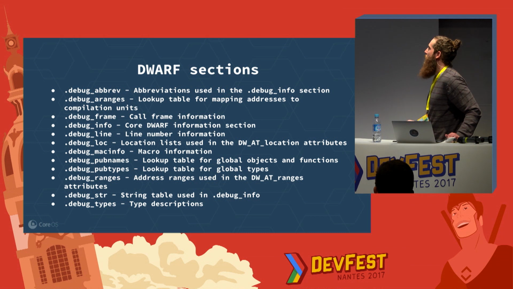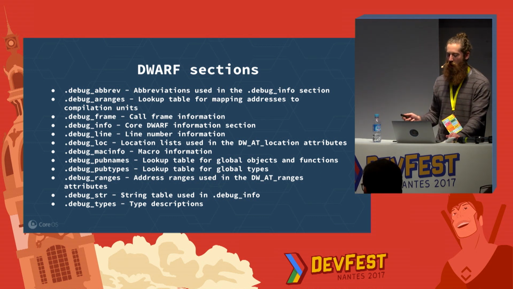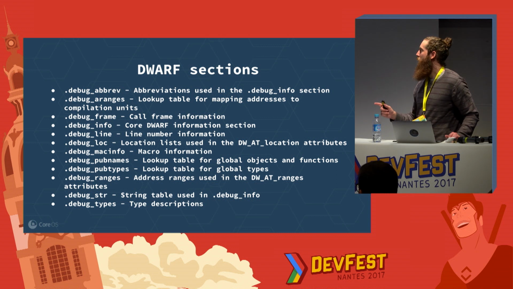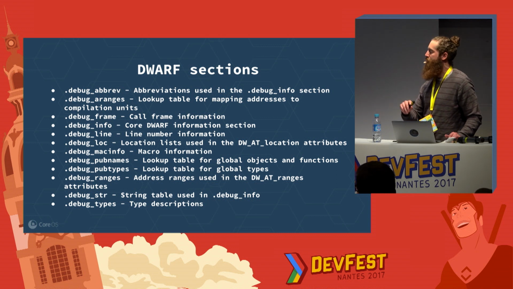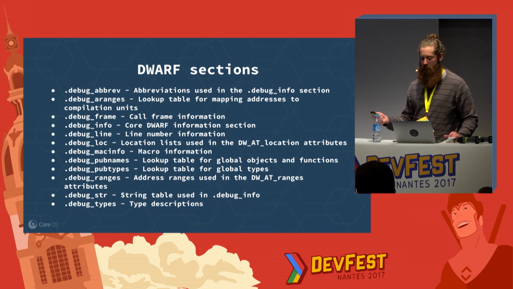Debug loc has information about different locations within the program, mapping program counter addresses to file line information to be able to show you where you are as we're actually stepping through your program.